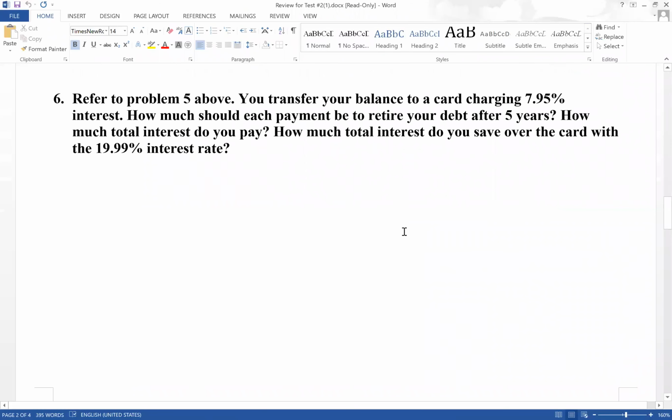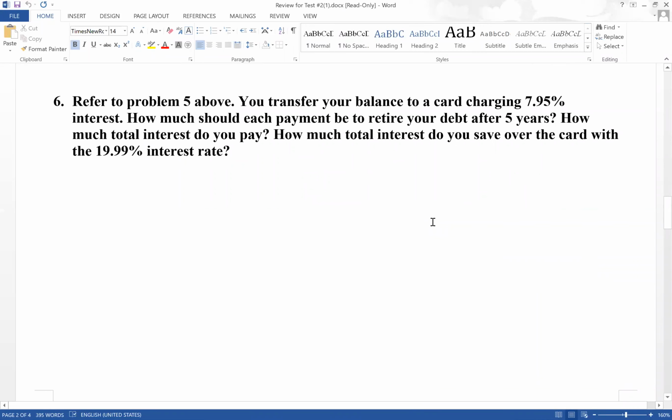Number 6. Refer to problem 5, right? So we still go back to problem 5, and another credit card company offers you a balance transfer option, and obviously they offer a much lower rate, right? Otherwise you wouldn't be attracted. So they offer you a lower rate to attract your business. And how much should each payment be to retire your debt in 5 years? Similar condition. How much total interest do you pay? How much total interest do you save over the previous card?